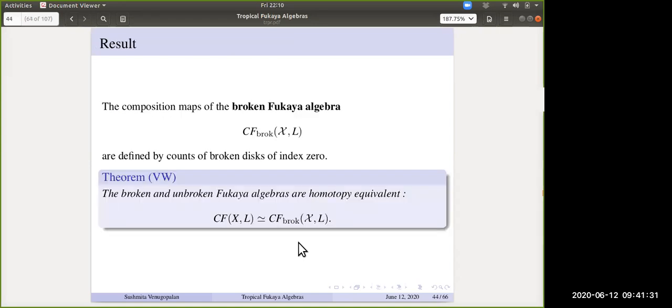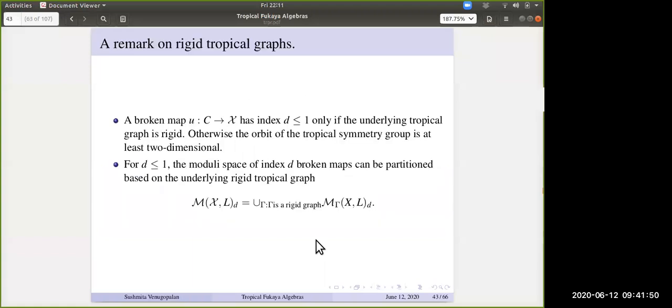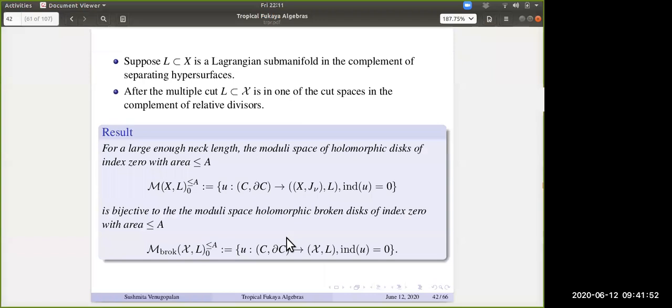By using counts of these broken disks, one can define the composition maps of an infinity algebra called the broken Fukaya algebra, and we show that the ordinary Fukaya algebra is homotopy equivalent to the broken version. That basically just falls out of this bijection result that we proved earlier.